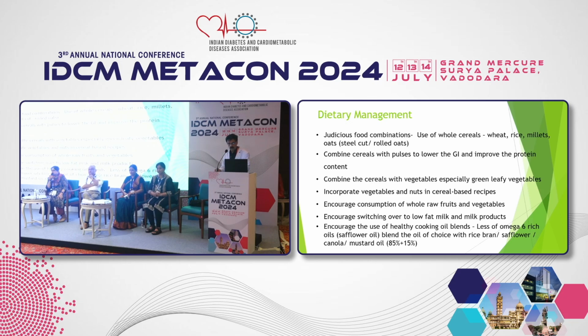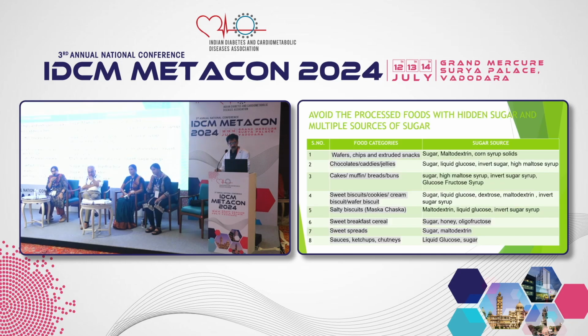Oats are considered to be very healthy, but except for steel cut or rolled oats, other oats have medium to high GI. Always combine cereals and pulses, make a combination of cereals and vegetables, and so on.